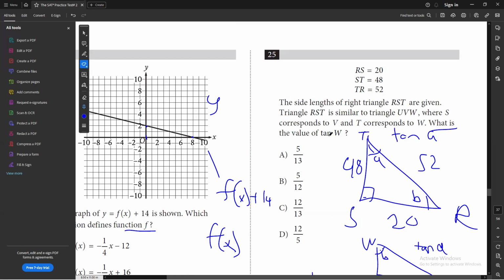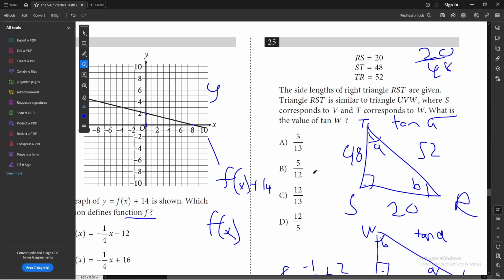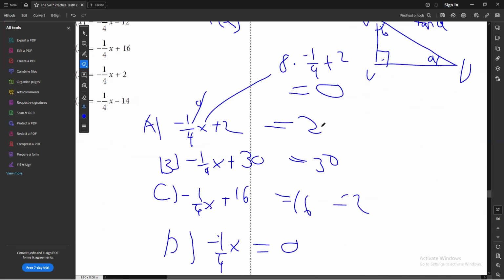What is the value of tangent of W? It's basically going to be 20 divided by 48, and that will be equal to 5 over 12.